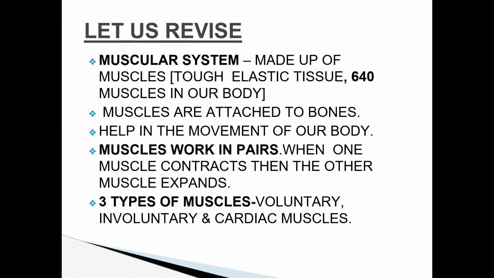How many types of muscles are there? There are three types of muscles. First is voluntary, second is involuntary, and third is cardiac. Voluntary muscles: the movement of these muscles is in our control, like muscles of arms, legs, neck, tongue, etc. Involuntary muscles: the movement of these muscles is not in our control. They work on their own. Cardiac muscles are present in the heart. They are also involuntary muscles. Involuntary muscles are mainly present in the internal organs like stomach, intestine, etc.